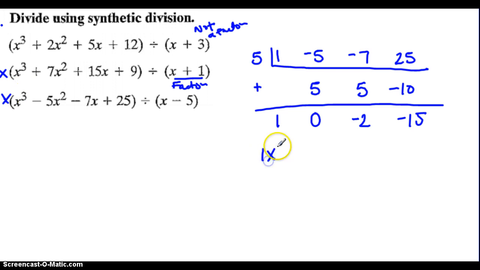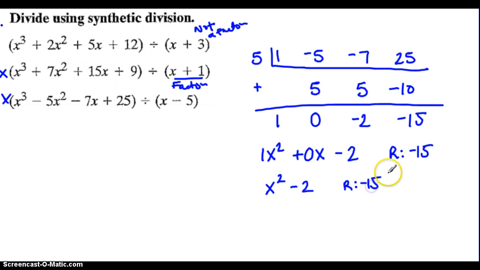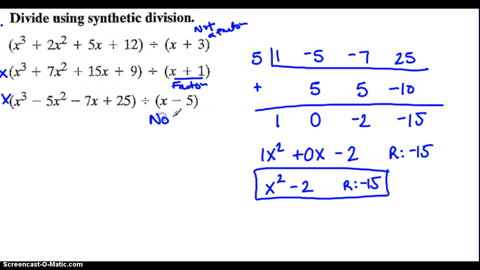Again, this started with an x cubed. So this would be 1x squared plus 0x minus 2, remainder negative 15. If you end up with a 0, you probably would write this as x squared minus 2, remainder negative 15, because 0 times anything is just 0. So this one, because it has a remainder, is not a factor.